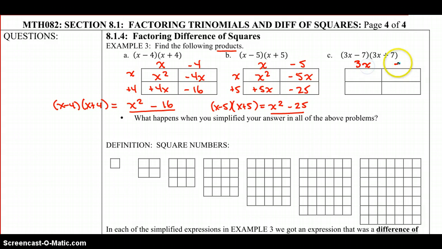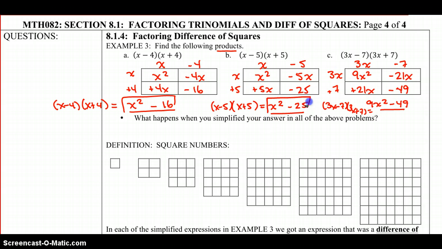And the last one, you can kind of detect a pattern here. We're going to get 9x squared minus 21x plus 21x, and negative 7 times positive 7, negative 49. So again, when we collect like terms, we're going to get 9x squared minus 49. So the quantity 3x minus 7 times the quantity 3x plus 7 is equivalent to the expression 9x squared minus 49. Okay, so each one of these we were asked to multiply, so our actual answer is the expression where we've multiplied and combined all of our like terms.